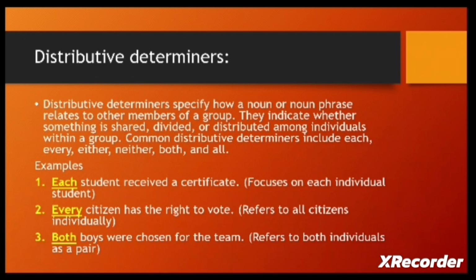Let's see the examples. Each student receives a certificate. Here each individual is being focused on. See the next example. Every citizen has a right to vote. Here every citizen means it is referring to all the citizens individually, not all together. See the third example. Both boys were chosen for the team. Both refers to the individuals as a pair. So these are the examples of distributive determiners.